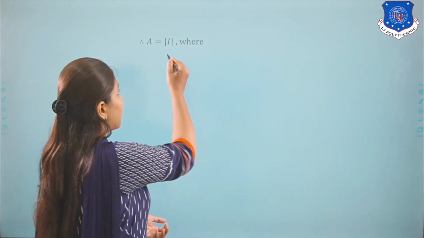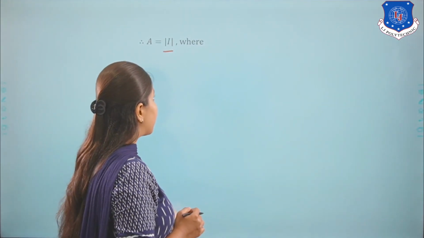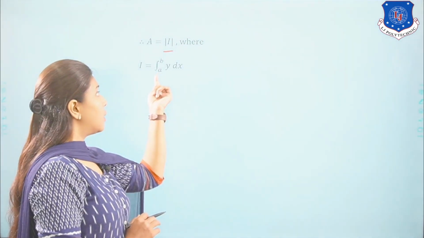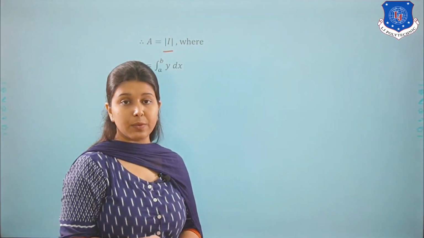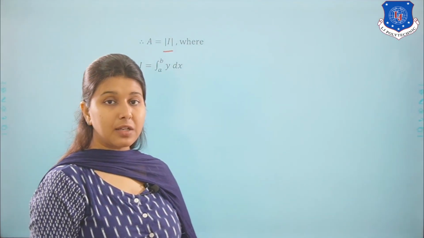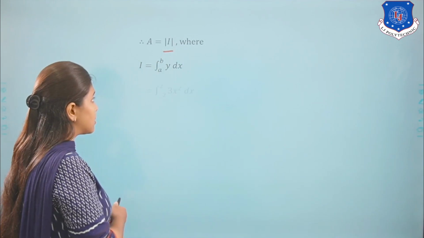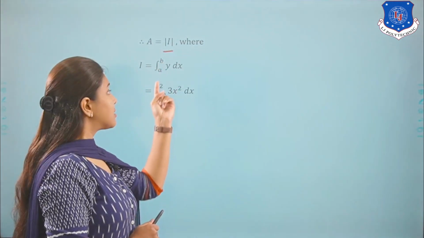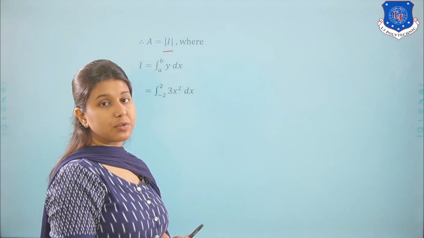Now what is the formula for this I? Either you can use integration of a to b f of x dx or integration of a to b y dx. Using that formula, we have this term. Now in this term, the values of a, b and y are already given in your question, that is minus 2, 2 and y is equals to 3x square. Putting all these values in your term, we have a is equals to minus 2, b is equals to 2 and y is equals to 3x square.